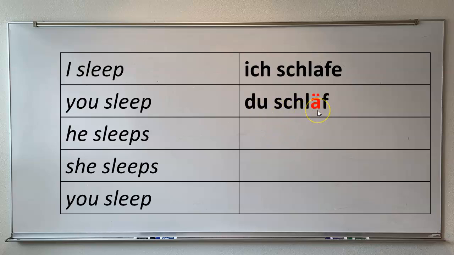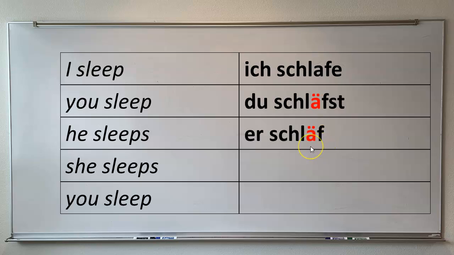Now this one has the stem change. Du schläfst, and then you add your ending. Du schläfst. So I sleep, ich schlafe, du schläfst. Notice the difference in pronunciation. That's very important.